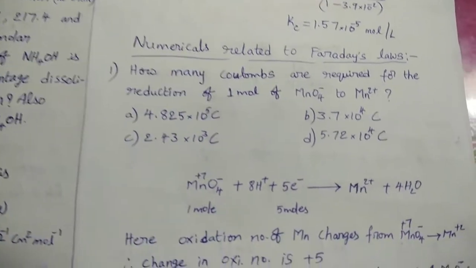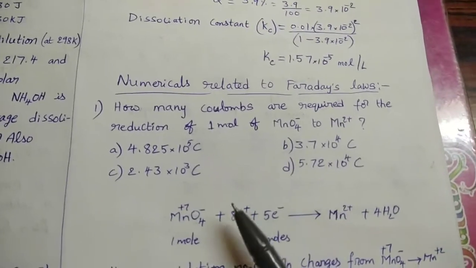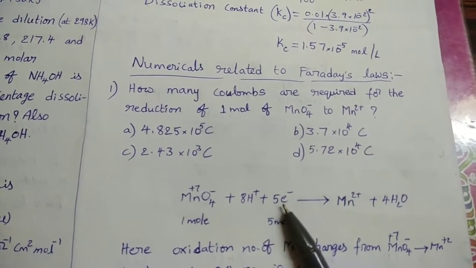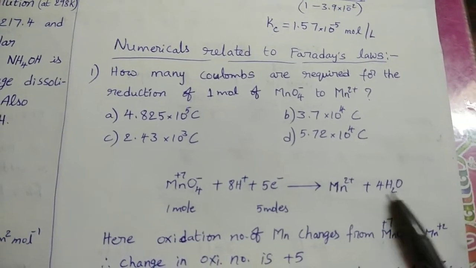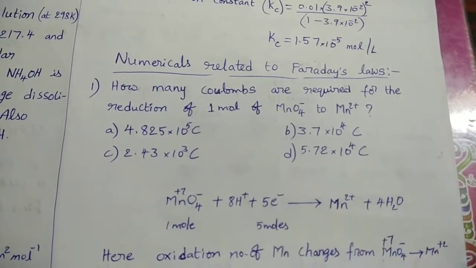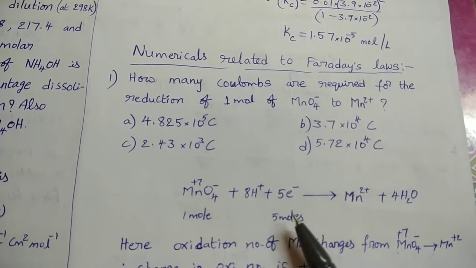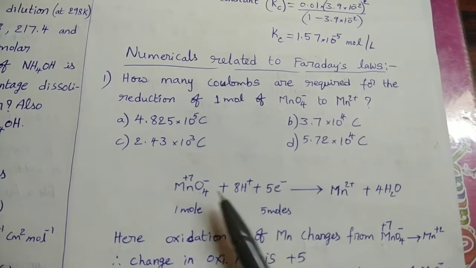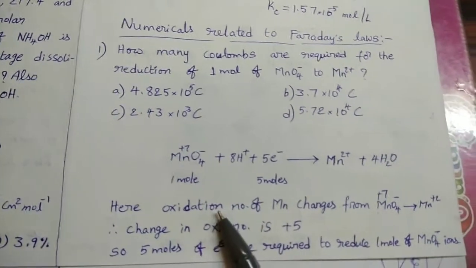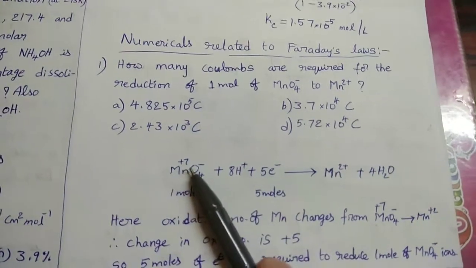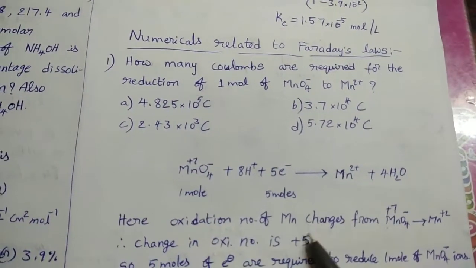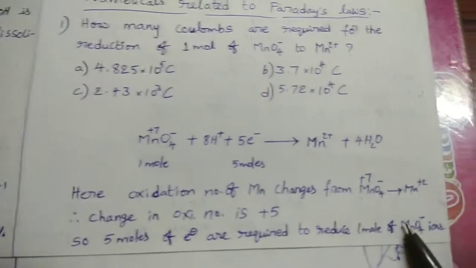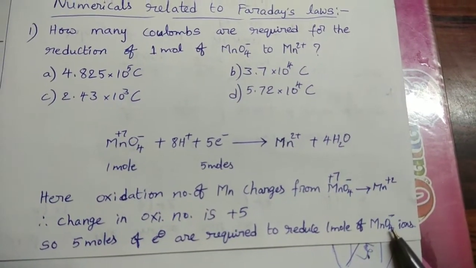For this reaction, the suitable equation is MnO4- plus 8H+ plus 5e- gives rise to Mn2+ plus 4H2O. This conversion takes place in the presence of an acidic medium and 5 electrons are involved. For 1 mole of MnO4- conversion needs 5 moles of electrons. Here the oxidation number of manganese is plus 7, here plus 2, that means the difference is 5. So 5 moles of electrons are required to reduce 1 mole of MnO4- ions.